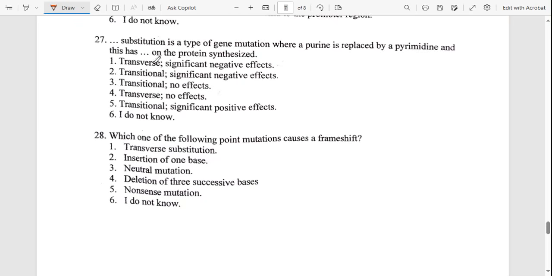27. Dash substitution is a type of gene mutation where a purine is replaced by a pyrimidine, and this has what effect on the protein synthesized? You have got transversion mutation, transitional.